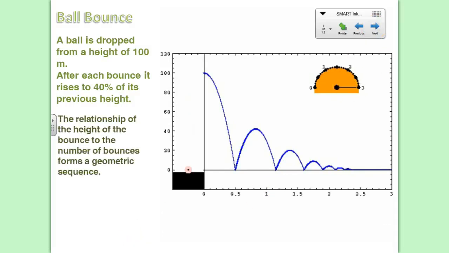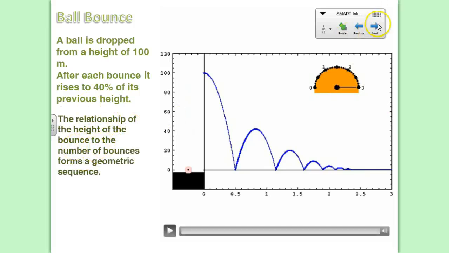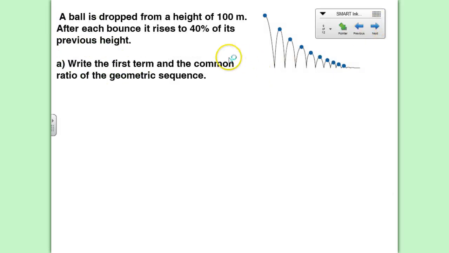So if we carry on, what's the relationship of the height of the bounce to the number of bounces? The relationship forms a geometric sequence, and we need to ponder the common ratio and so on. If a ball is dropped, and this clearly is not a picture like you saw in the last one, because these ones aren't following the 40%, but let's pretend this diagram doesn't match it. A ball is dropped from a height of 100. After each bounce, it rises 40% of its previous height. Cool. Write the first term and the common ratio of the geometric sequence.